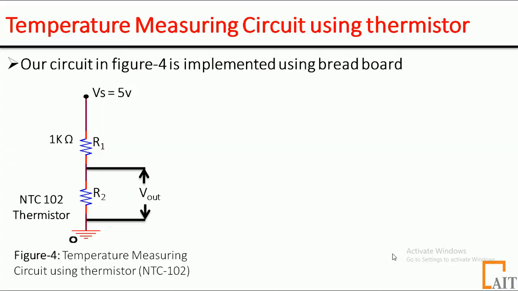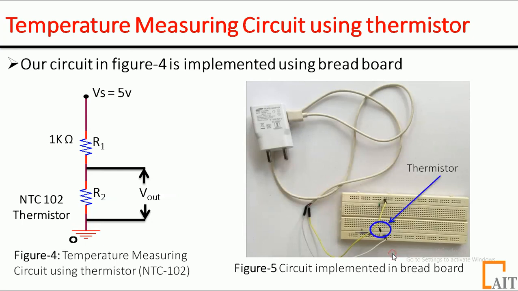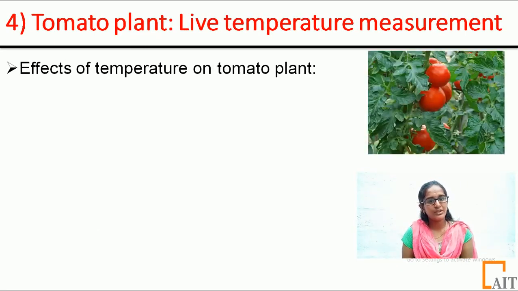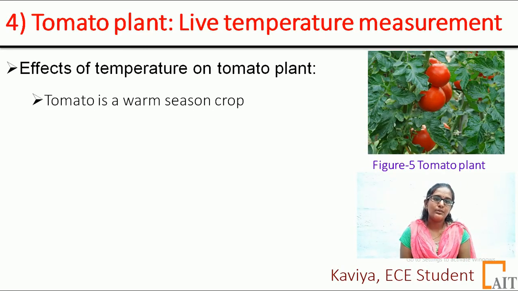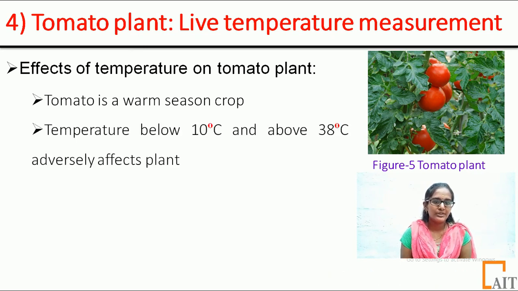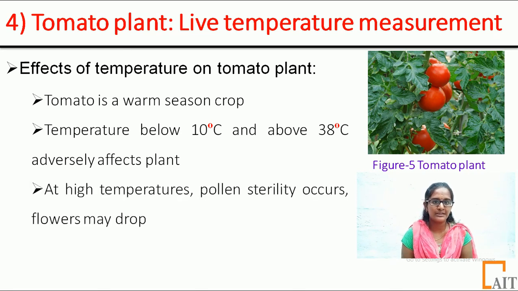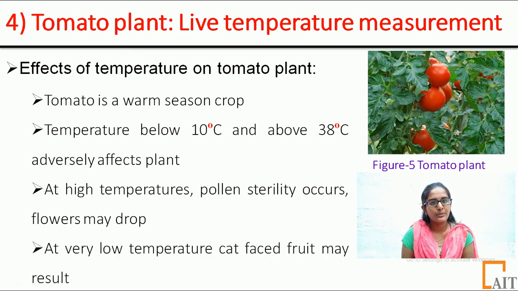So now what we have done is we've taken the theoretical circuit and we've completed all our connections. And before going in for the live measurement, let's just see how temperature affects the tomato plant. Effect of temperature on tomato plant. Tomato is a warm season crop. Temperature below 10 degree and above 38 degree will adversely affect the plant. At a high temperature, pollen sterility occurs. Flowers may drop in a tomato plant. And at very low temperature, cat-faced fruit may result.